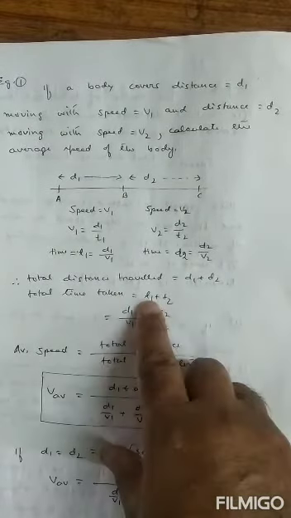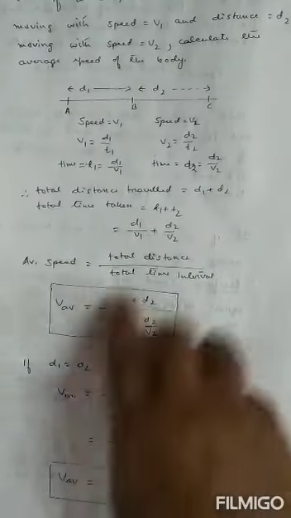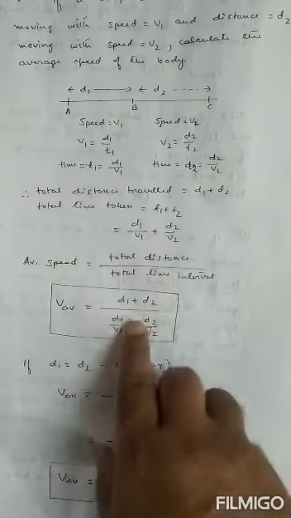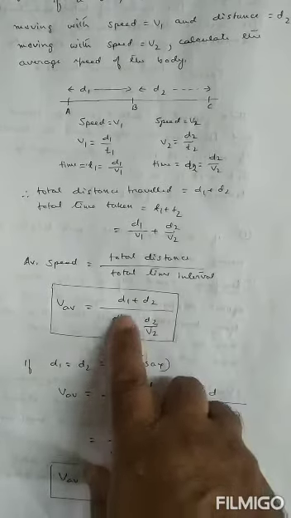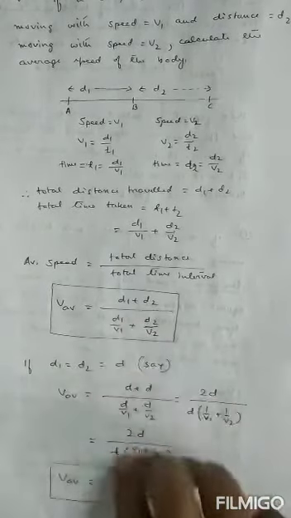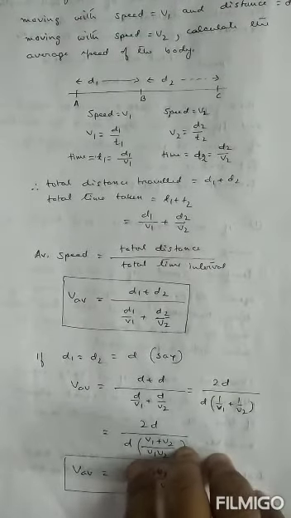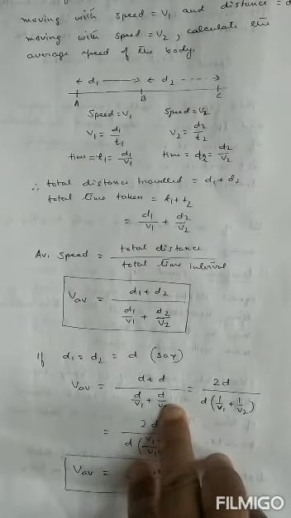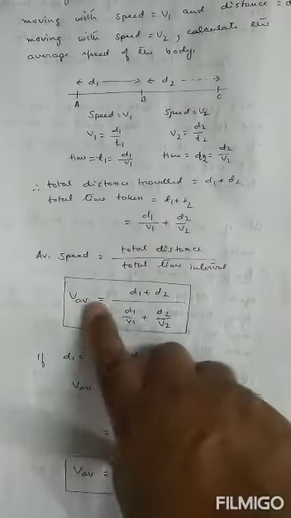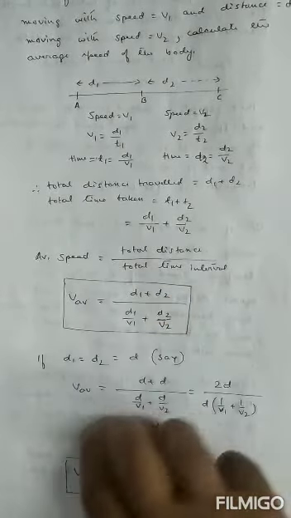Therefore, total time taken is t1 plus t2, which is d1 by v1 plus d2 by v2. So average speed is total distance d1 plus d2 divided by d1 by v1 plus d2 by v2. That means if a body travels distance d1 with speed v1 and then distance d2 with speed v2, average speed is (d1 plus d2) divided by (d1 by v1 plus d2 by v2).